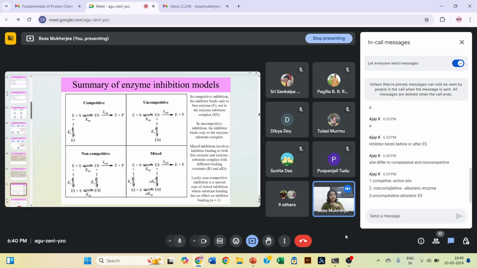Now non-competitive, it can either bind to free enzyme or it can bind to the ES complex as well. Remember that. So this figure, and the figures before it, should give you a very good understanding of the different types of inhibitor models. Okay.